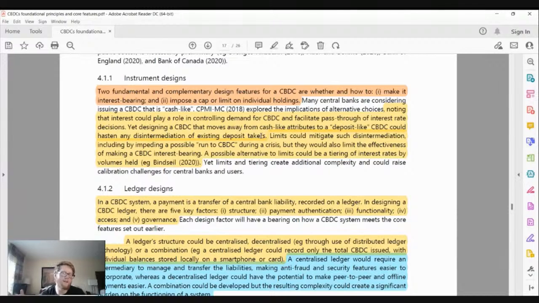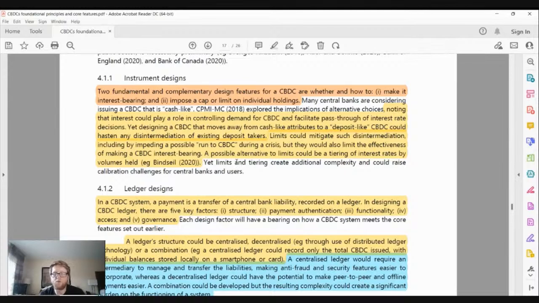Or any commercial bank, whatever CBDC you happen to be dealing with. But if you're an American using USD or Fed coin, whatever, it'd be the Fed's balance sheet, right? So limits, basically putting a limit on how much currency you could own, or maybe even a limit on how much you could transfer at one time within a specific time period, whatever the parameters may be. Limits could mitigate such disintermediation, including by impeding a possible run to CBDC during a crisis.